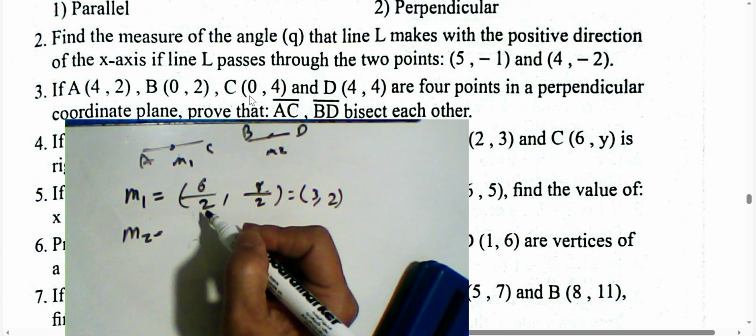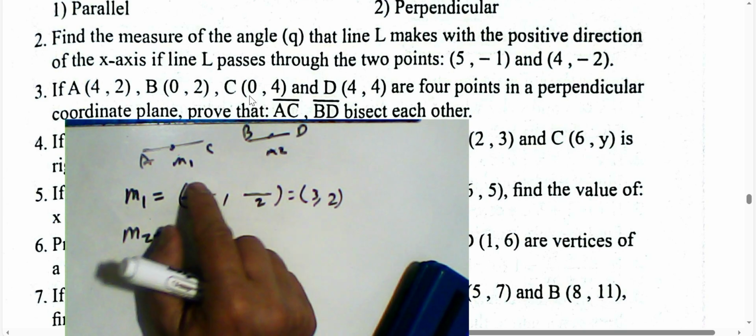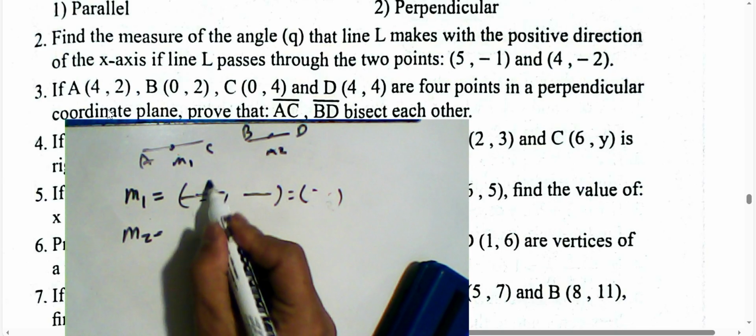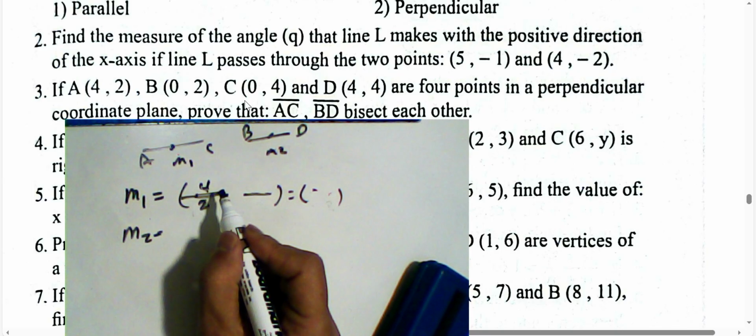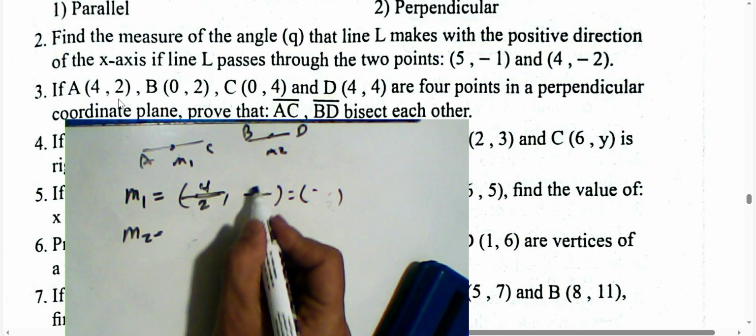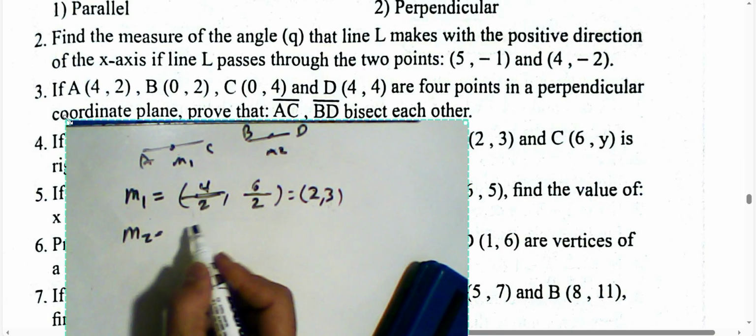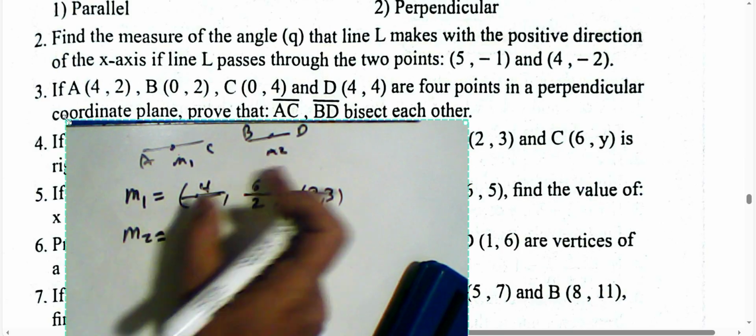We must start from the right-hand side. 0 plus 4, 4 over 2. And here, 4 plus 2, 6. 6 divided by 2. Then the answer will be 2 and 3. And the M2 here between B and D.